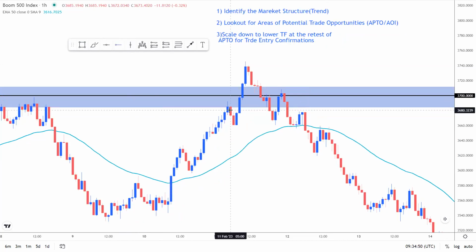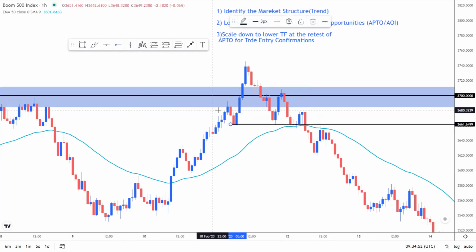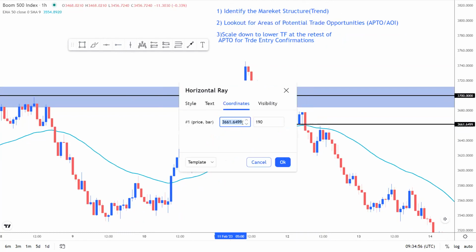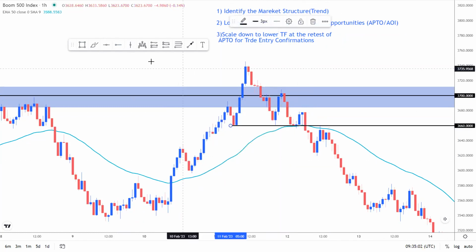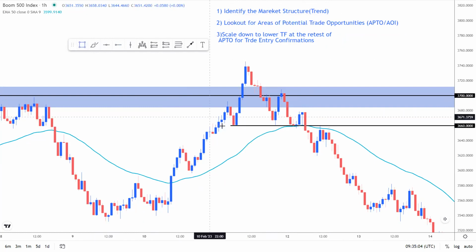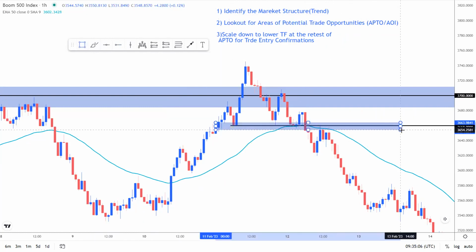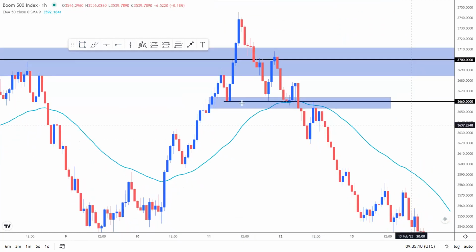And our confirmation entry was at the break of what? Of the neckline. Somewhere around 3,660, a psychological round number. We had the neckline of what? Of the inverse head and shoulder, of the head and shoulder pattern, the 1 hourly head and shoulder pattern.